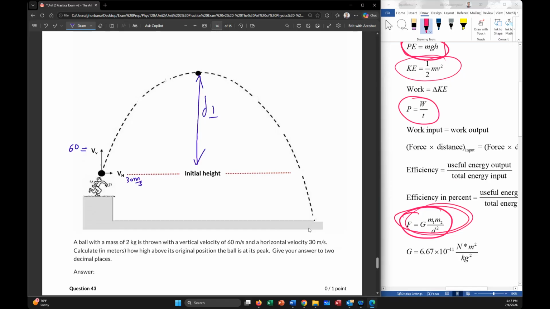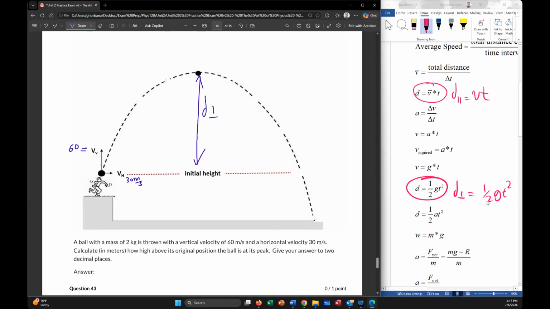What was the vertical distance formula? I just told you. The vertical distance, yes, is 1 over 2 g t squared. What I need, I do have g, yes, it's 10. What is the time? How long does it take to reach the top? What is the vertical velocity? 60. How long does it take to get to the top? 6 seconds. There you go, 6 seconds.